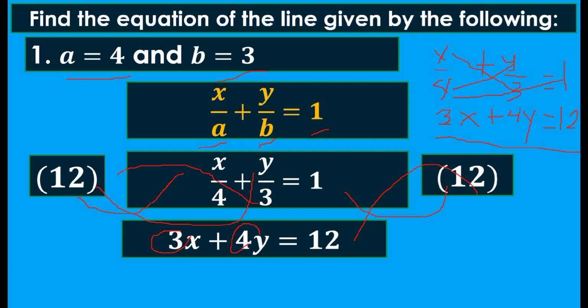O, ulitin ko yung ginawa ko kanina, 3 times x, 3x. 4 times y, 4y. Then 1 times 3 times 4, we have 12. So we have 3x plus 4y is equal to 12. Okay? So remember the shortcut way. Okay? Next example.